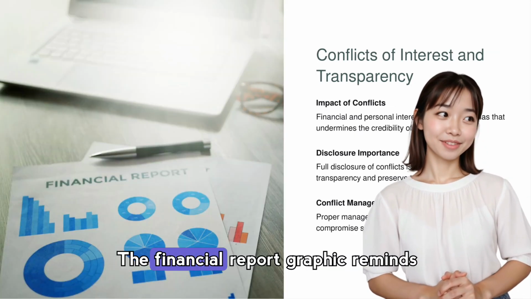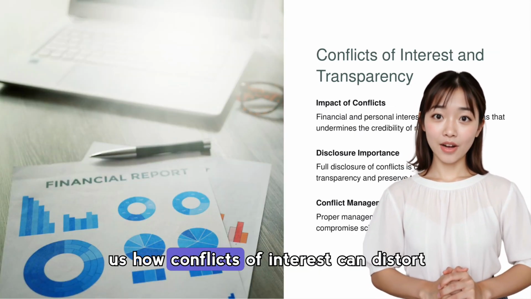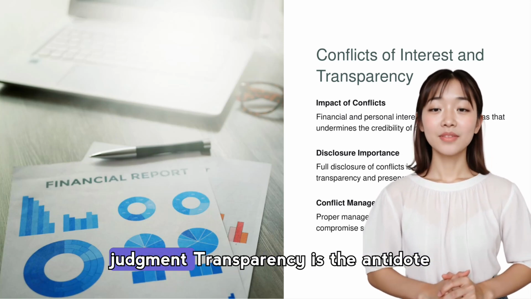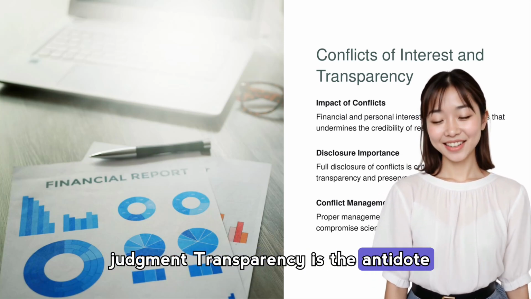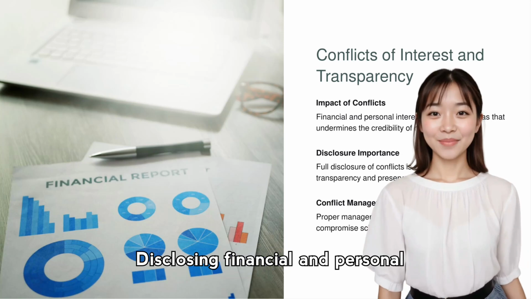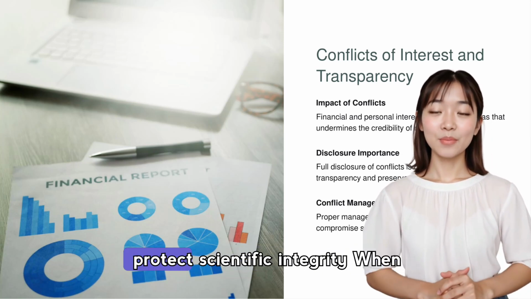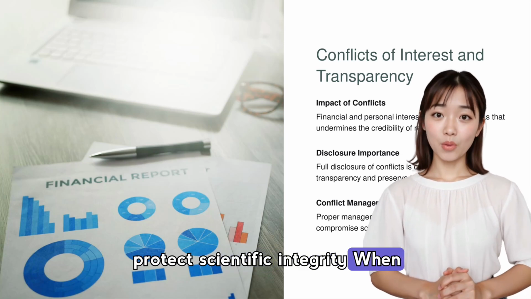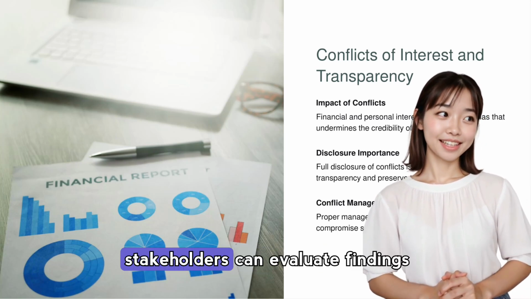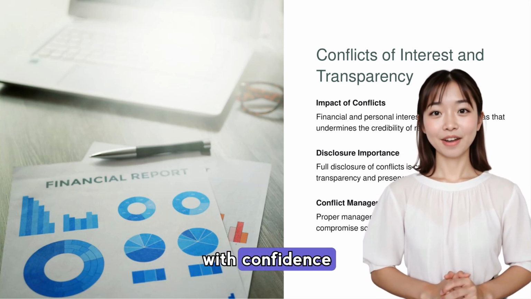The financial report graphic reminds us how conflicts of interest can distort judgment. Transparency is the antidote. Disclosing financial and personal interests, applying management plans, and separating roles where needed protect scientific integrity. When biases are addressed upfront, stakeholders can evaluate findings with confidence.